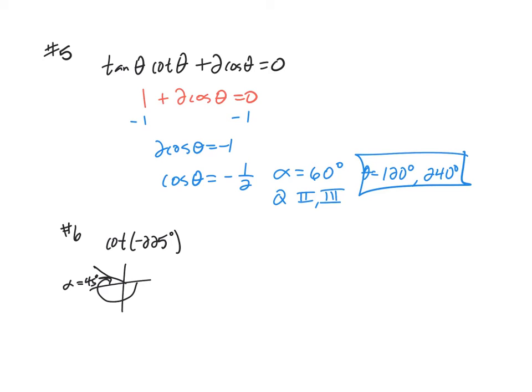A 45-degree reference angle means my x and y are going to be square root of 2 over 2, both of them. In this case, a negative x and a positive y. So for cotangent, square root of 2 over 2 divided by square root of 2 over 2 is going to be 1. That x value is going to be negative in quadrant 2, where this is located. So it's going to be a -1 for the answer. So -1 would be your exact value for that.